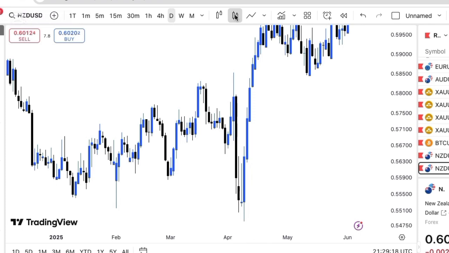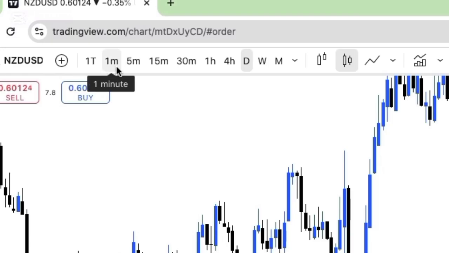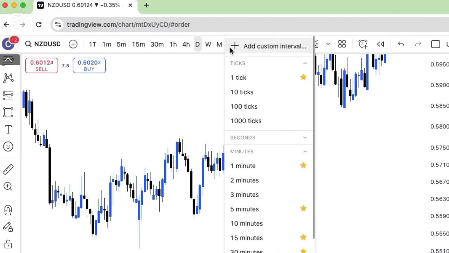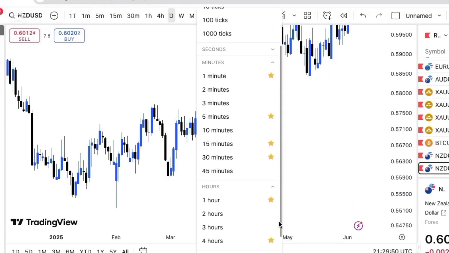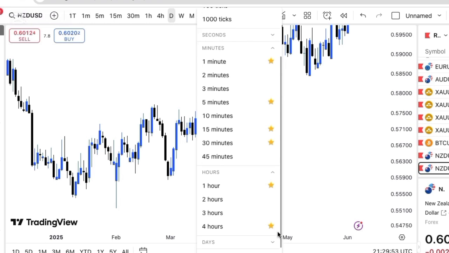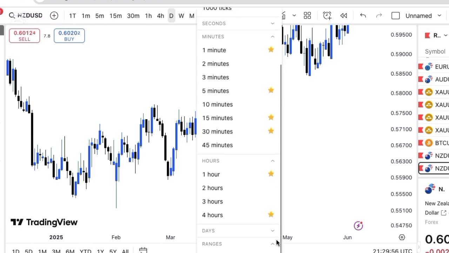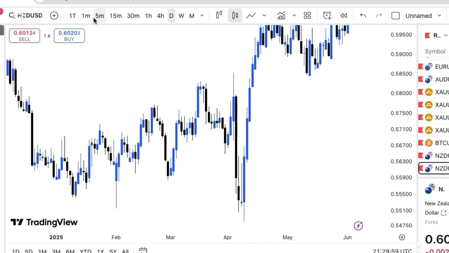Time frames are crucial. If you're scalping, you may love the 5 minute chart, but swing traders, they thrive on 4 hour or daily charts. Now on my screen, you can see different time frames. This is a 1 minute time frame, 5 minutes, 15, 30, 1 hour, 4 hours. And when you click this icon, you will see different time frames. So the ones that have the yellow stars are my favorites, which is why you see them here.